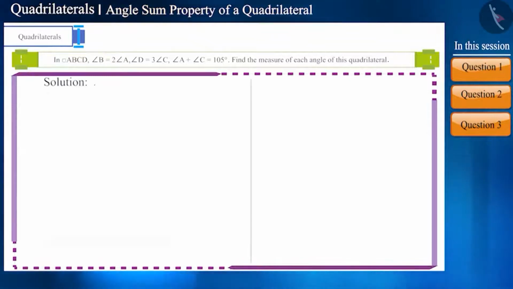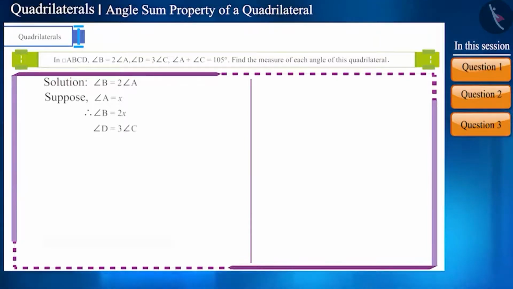We are given that the measure of angle B is 2 times the measure of angle A. So, if we take angle A as x, then angle B will be 2x. Similarly, the measure of angle D is 3 times the measure of angle C. So, if we take angle C as y, then angle D will be 3y.